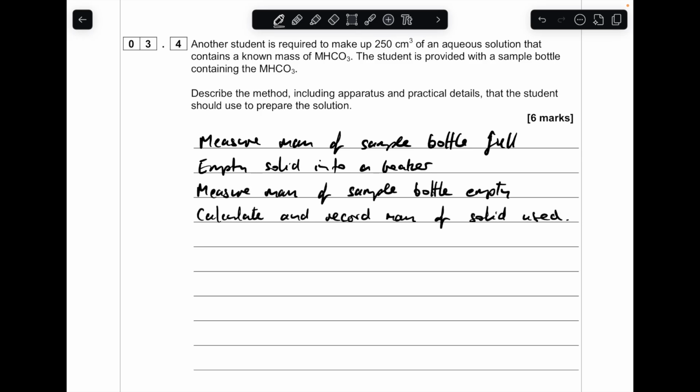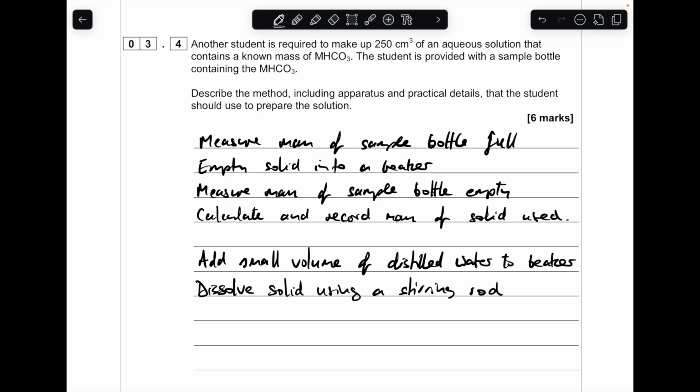So now we've got the known mass of solid in the beaker, we need to start dissolving it. So we're going to do that by adding a small volume of distilled water, and then obviously we need to dissolve that using a stirring rod. And then once that's dissolved, we're going to transfer the solution to a 250 cm³ volumetric flask.